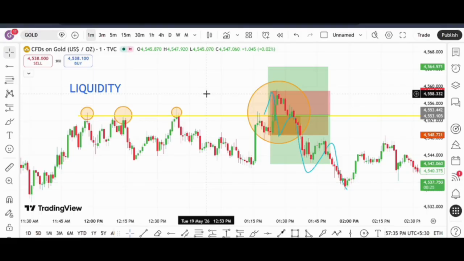And now what happens? Many beginners in this situation say, "The market hit my stop loss and then it reversed." But actually the market was collecting the liquidity first, because institutions need liquidity before the real move starts. Now let's understand sell side liquidity. Okay, I will show it on the chart in the same way.